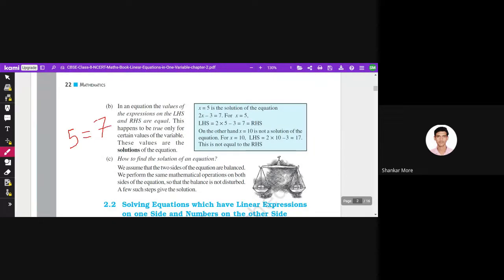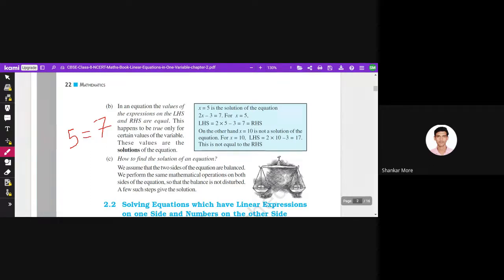Is it possible, students? Let us suppose I have an equation and I want to write it like this: 5 is equals to 7. Is it correct? No, it's not a correct equation. It is not correct. Why? Because we know that the value on the RHS must be equal to the LHS.